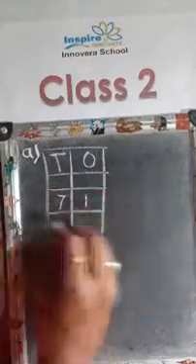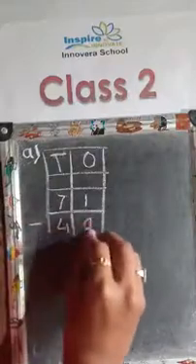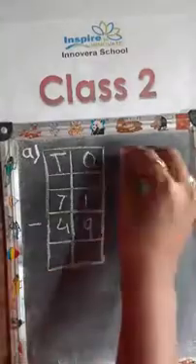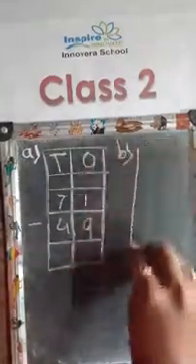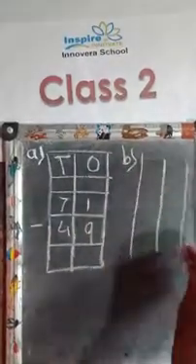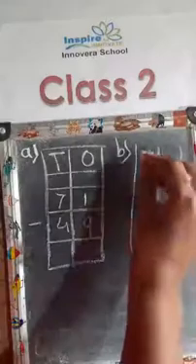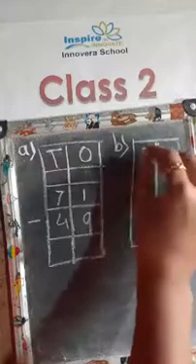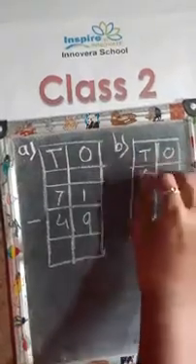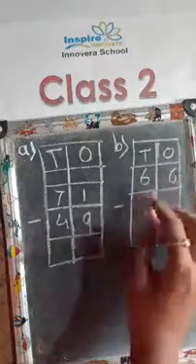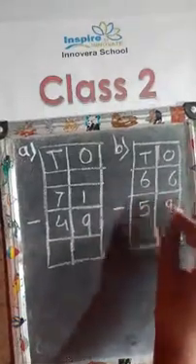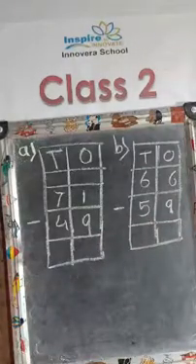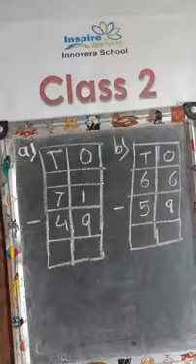71 minus 49. Chalo, let's start. And B1 is over here. Tens and ones. 66 minus 59 is equal to. This is a vertical. Okay, vertically we are solving this now. Chalo, let's start. Let's start with A.